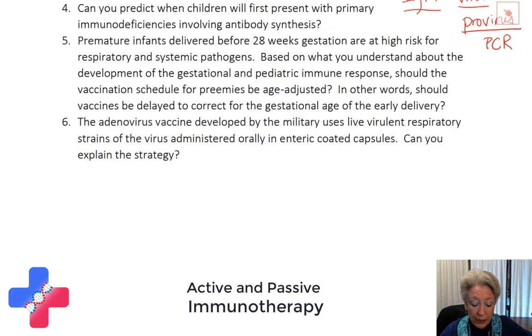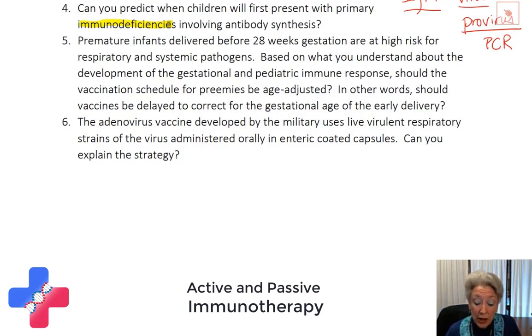Number 4. Can you predict when children will first present with primary immunodeficiencies involving antibody synthesis? Well, remember, children will not reach adult levels of antibody synthesis until they're at least 5 years of age. And if we're talking about a child who has a primary immunodeficiency of antibody synthesis, it would not be normal by the time they reached 5.